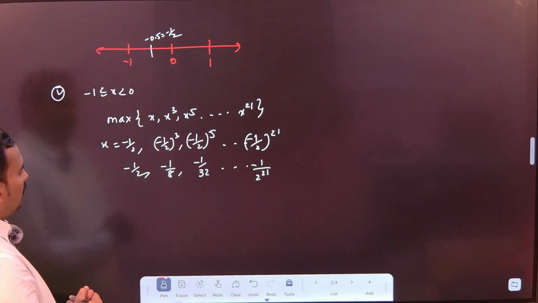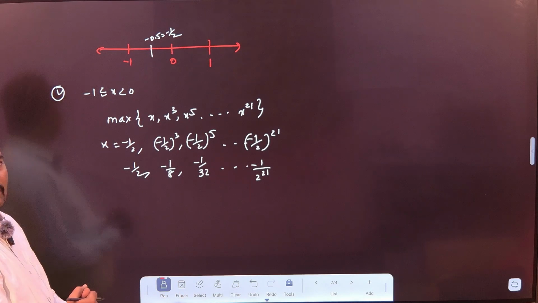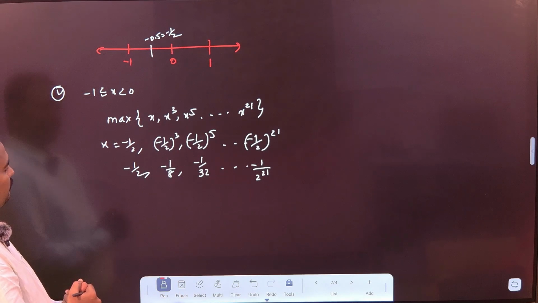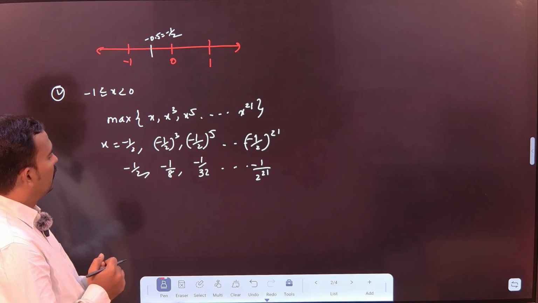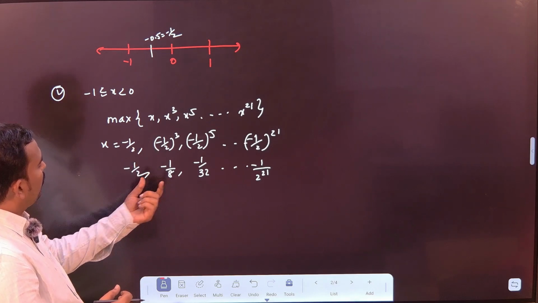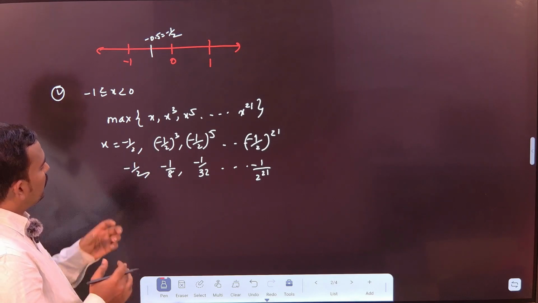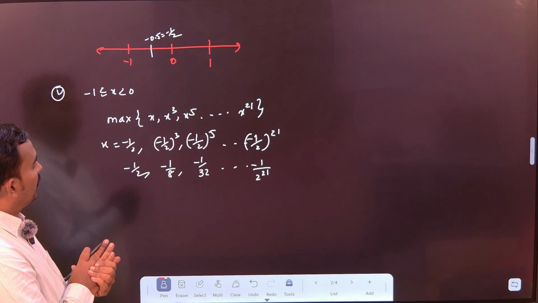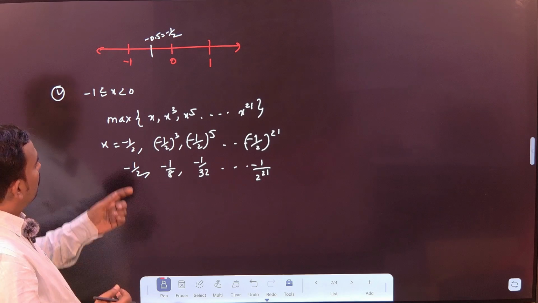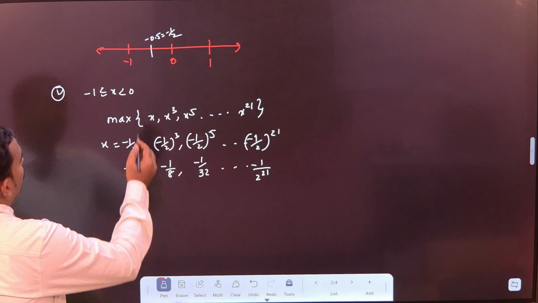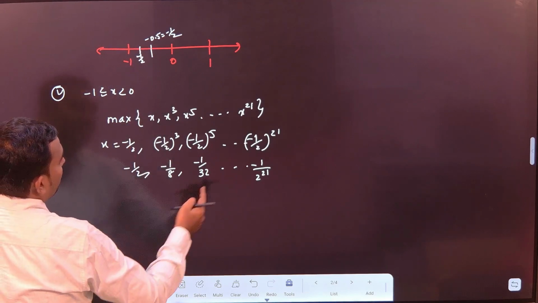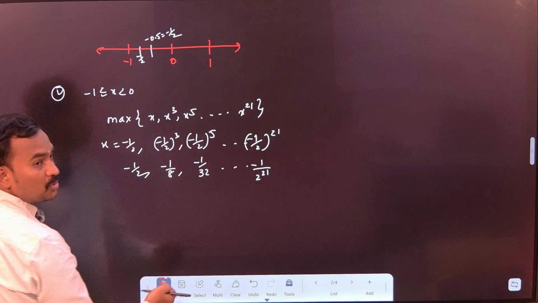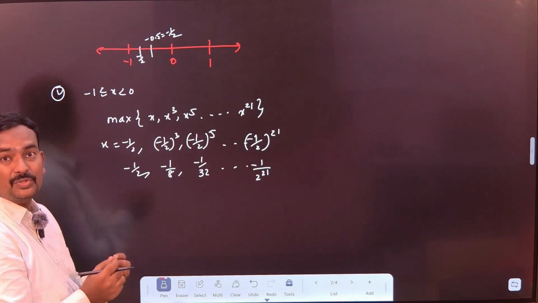Is it clear or not? Okay. So in this case, which is the maximum here? You can see that it is the one that is very closest to 0.